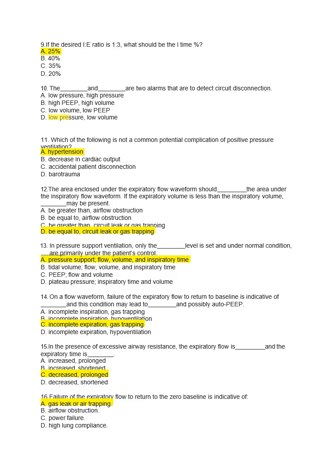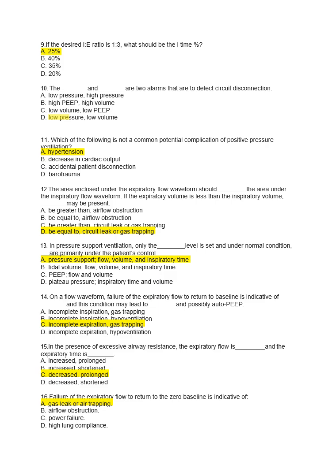we are providing. 12th question, the area enclosed under the expiratory flow waveform should dash the area under the inspiratory flow waveform. If the expiratory volume is less than the inspiratory volume, dash may be present. So the area enclosed under the expiratory flow waveform should be equal to the area under the inspiratory flow waveform. And if the expiratory volume is less than the inspiratory volume, there will be circuit leak or gas trapping present.